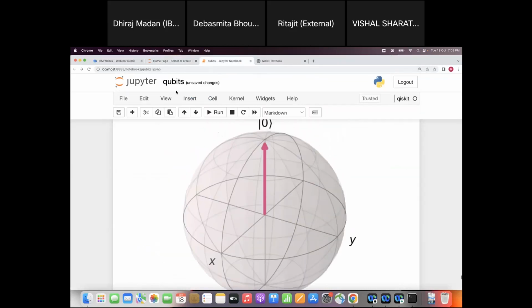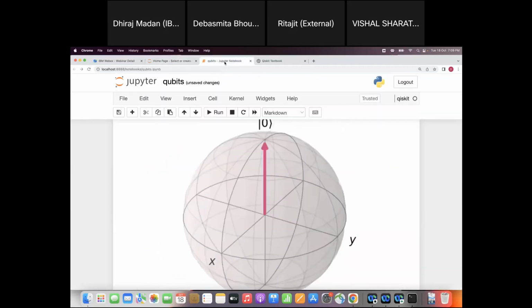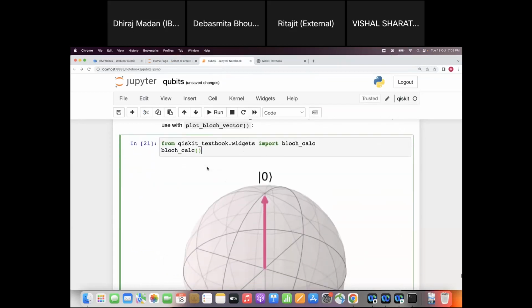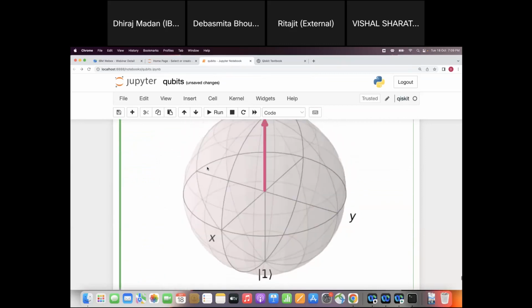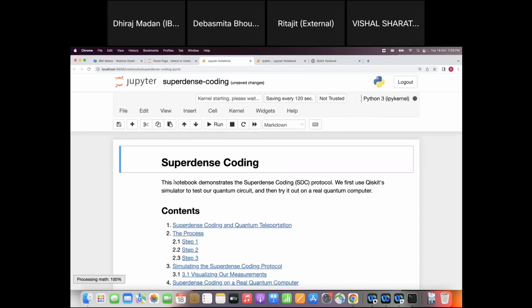Because then I'll move on to the next topic, which is superdense coding. No, Dhiraj, there are no questions. Okay. Let me move on to superdense coding.